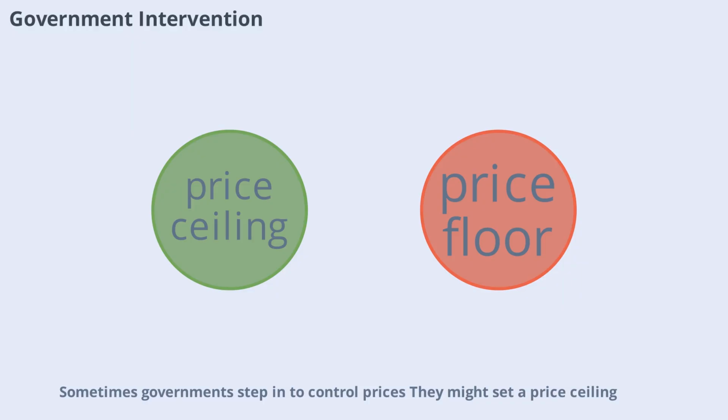Sometimes, governments step in to control prices. They might set a price ceiling like rent control to keep prices from going too high, or they might set a price floor like minimum wage to keep prices from falling too low. These interventions can create shortages or surpluses, disrupting the natural balance of supply and demand.